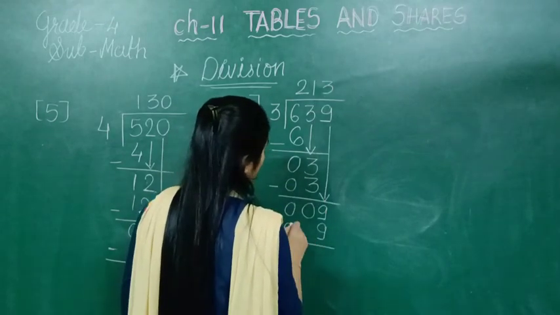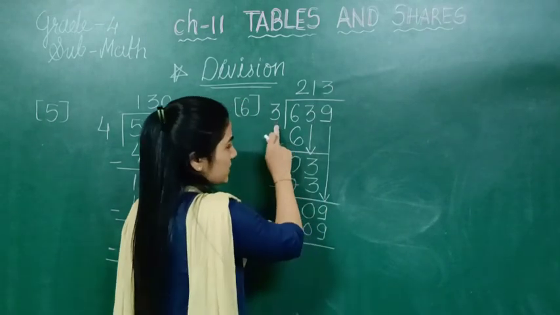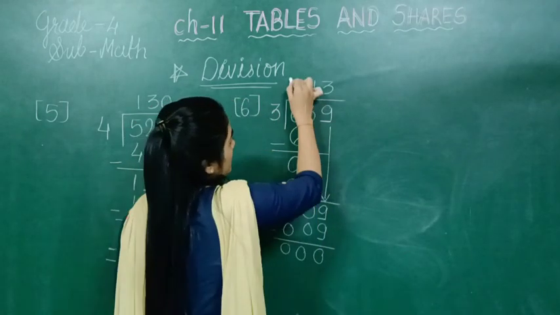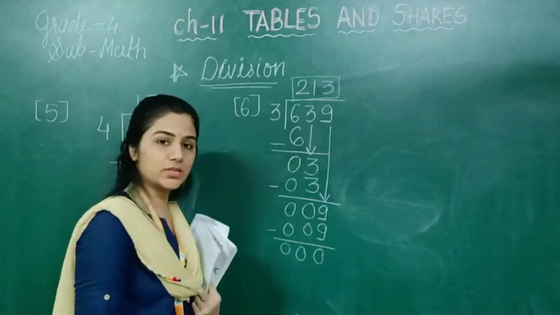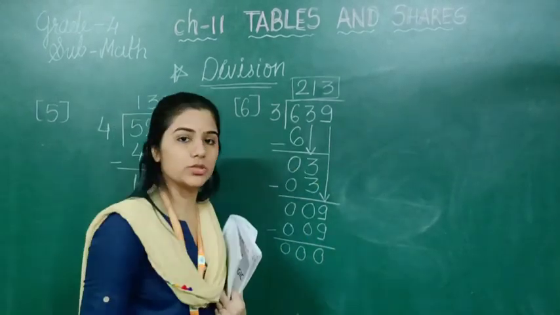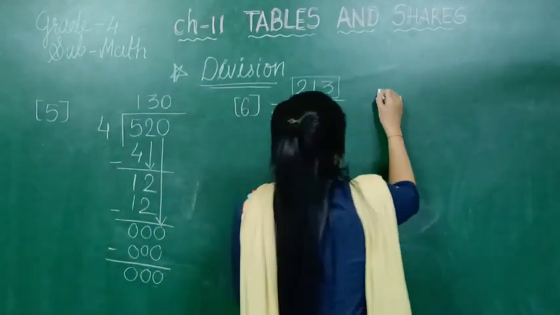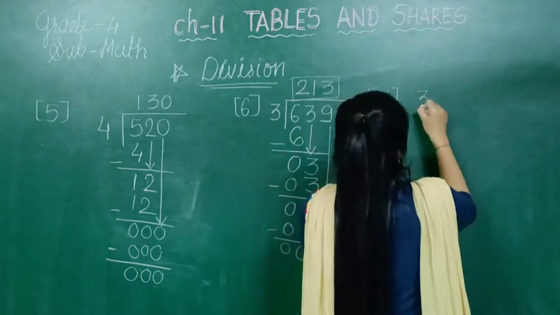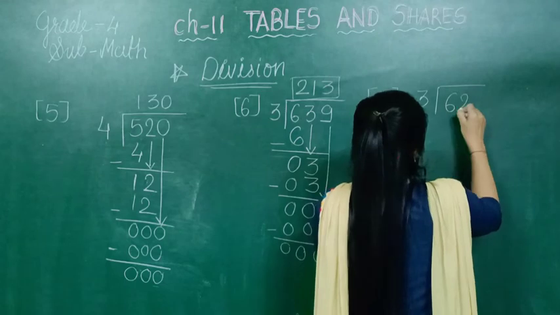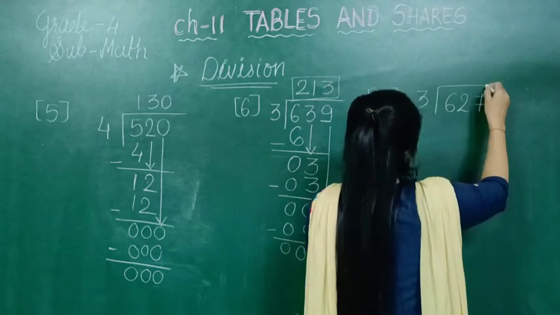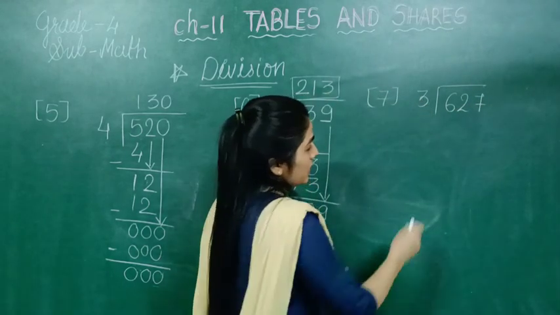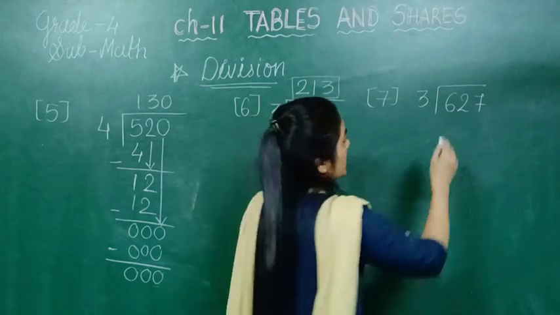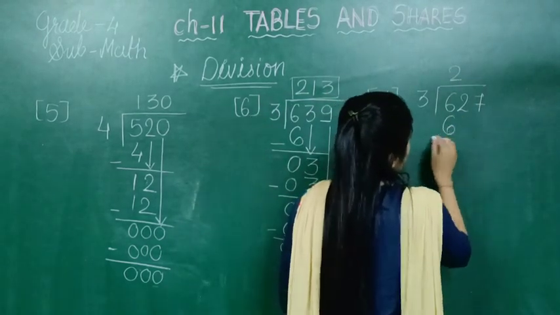So like this you can do the 1 digit division sum. And the answer we are getting is 230, which is your quotient. Now 627 divided by 3. See, the first digit is 6. So easily you can take 3 twos are 6.